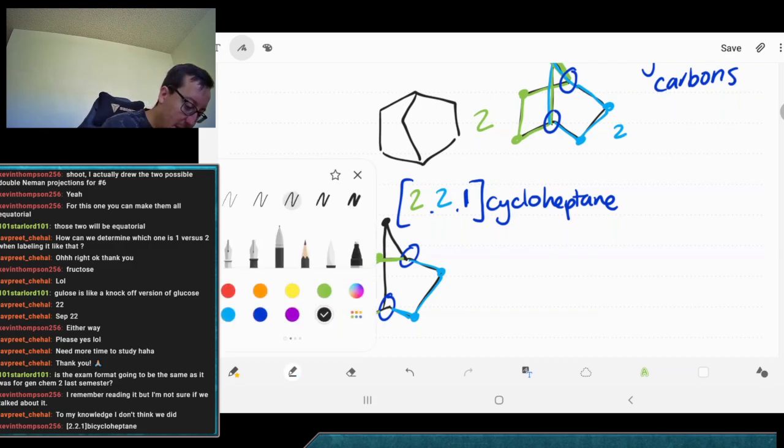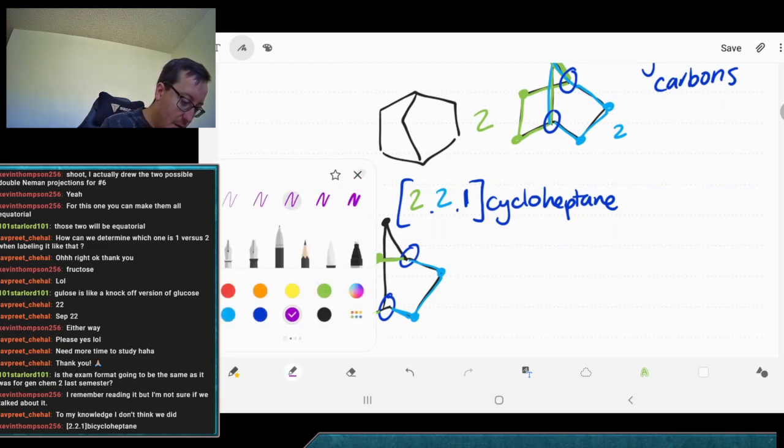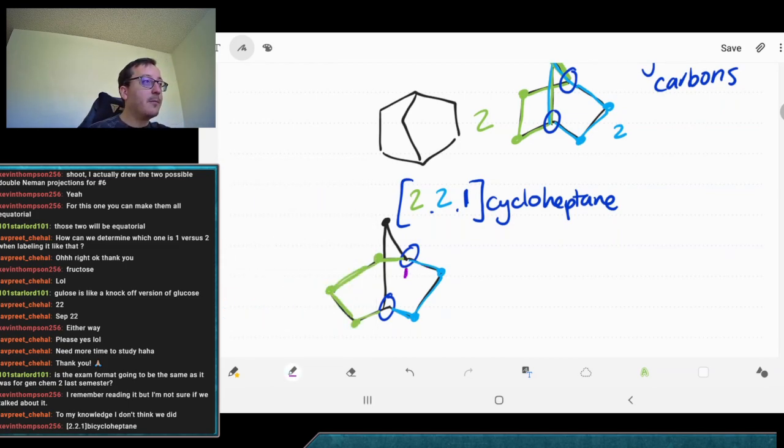So if I'm going to number these, I could start at either bridgehead, doesn't matter which. That would be carbon 1. So if there are substituents on these, how we number these is we are going to start at one bridgehead and go along our longest path first. So that's why 2, 3, and 4 are in the green ring. Then we're going to go to our next longest, which is 6 and 7. And then we're going to end with our smallest one. So this is how we would name this.